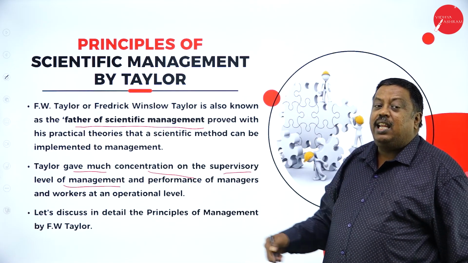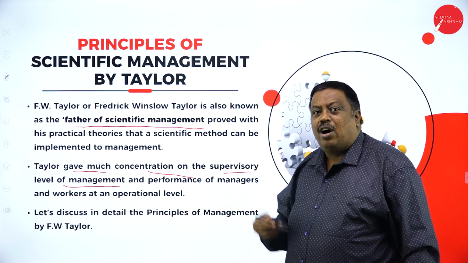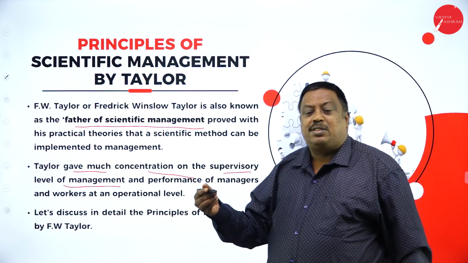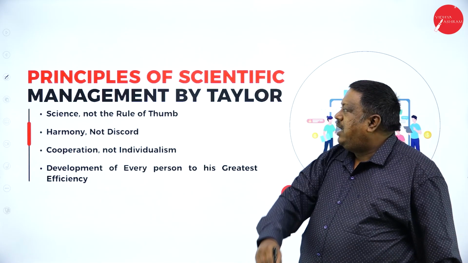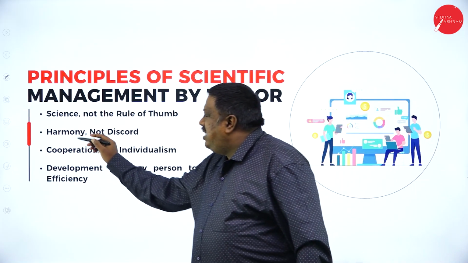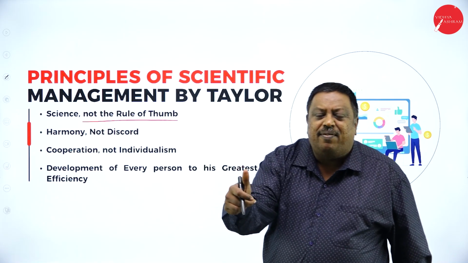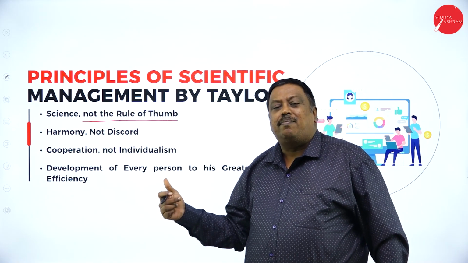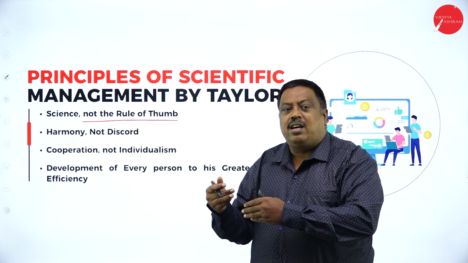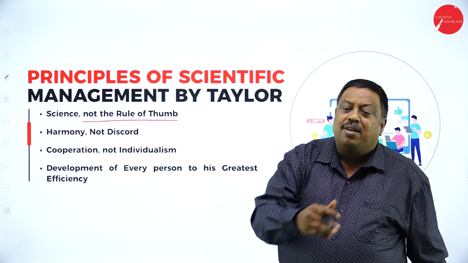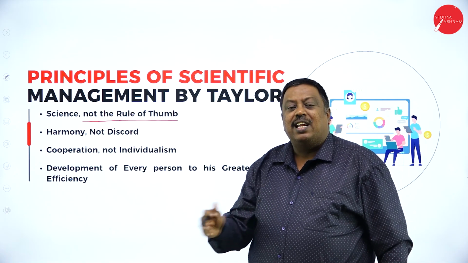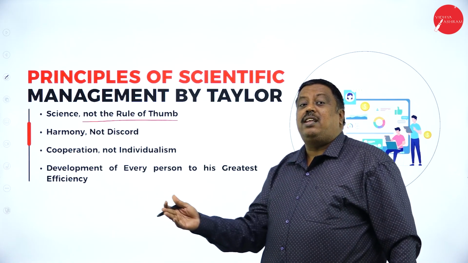Based on that, he derived some concepts and introduced them to the world, that is: science, not the rule of thumb. Means don't accept everything here. Science, not a rule of thumb, means if I introduce anything here, don't accept it easily. First, make research on it, analyze it, then accept the things.